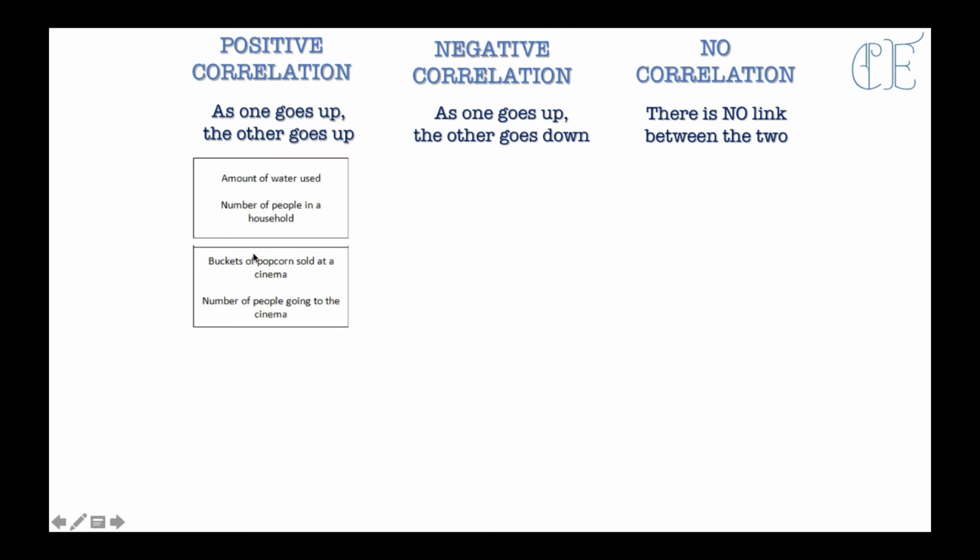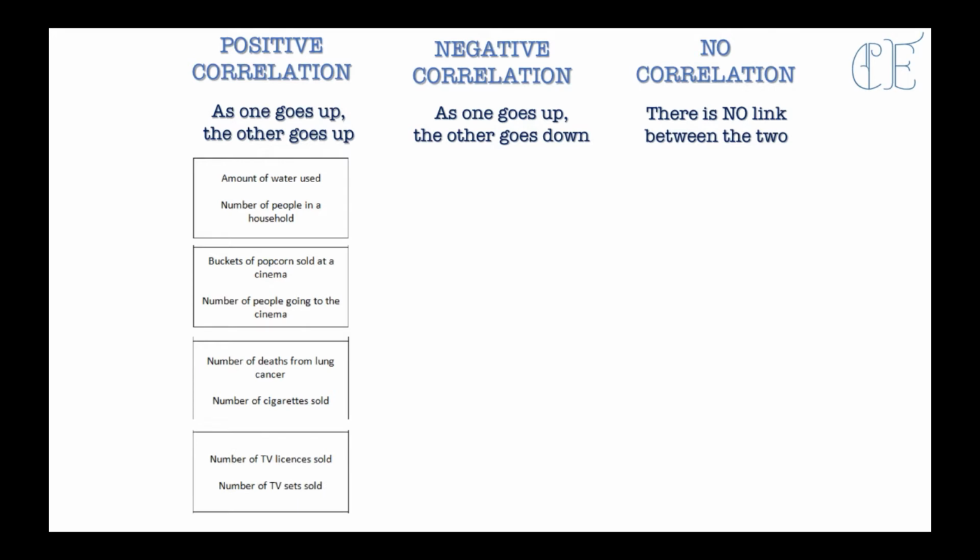That's a positive correlation. For example, the buckets of popcorn sold at a cinema and the number of people going to the cinema would obviously both increase. Number of deaths from lung cancer and the number of cigarettes sold. And the number of TV licenses sold and the number of TV sets sold.